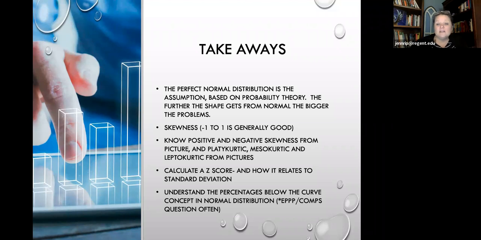You should be able to calculate a Z-score, right? And how it relates to standard deviation, and understand that. And you should be able to understand the concept of percentages below the curve in the normal distribution, with the red and the green, the 68, 95, and 99%. That shows up on your EPPP test and the comps questions quite often. So it's one of those things that all psychologists learn.